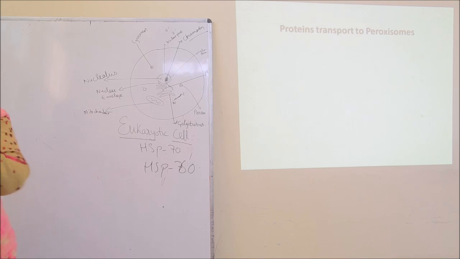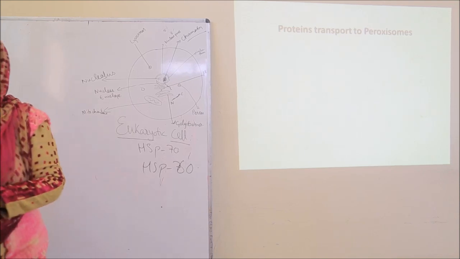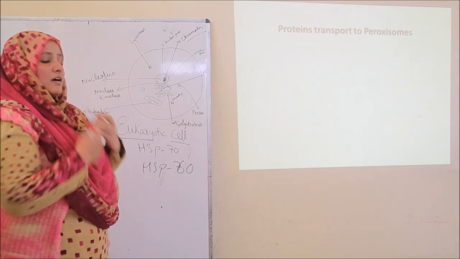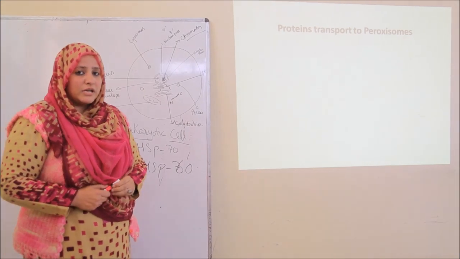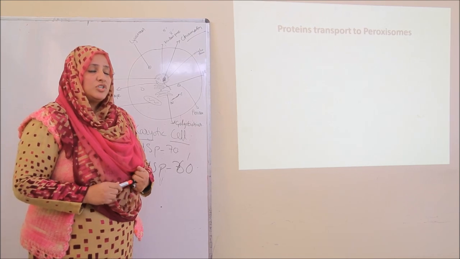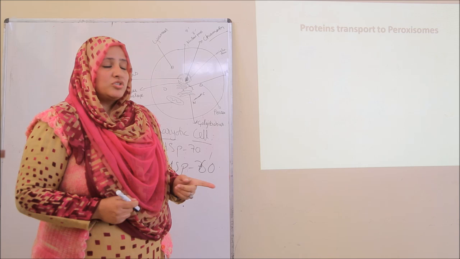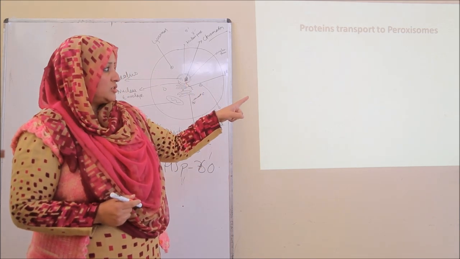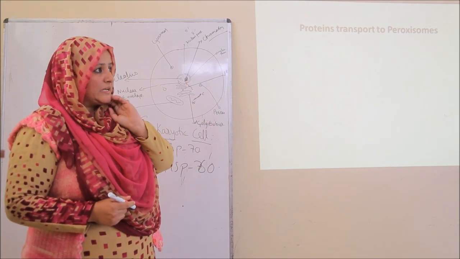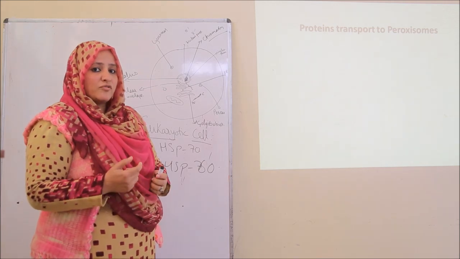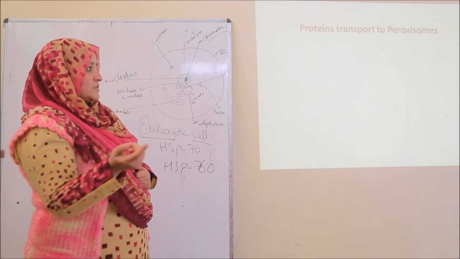Now the second is proteins transported to peroxisomes. As we know, peroxisomes are single membrane organelles. They don't have their own genome, as in the case of mitochondria, which have their own genomes. So all the proteins needed for the peroxisomes come from the cytoplasm only.